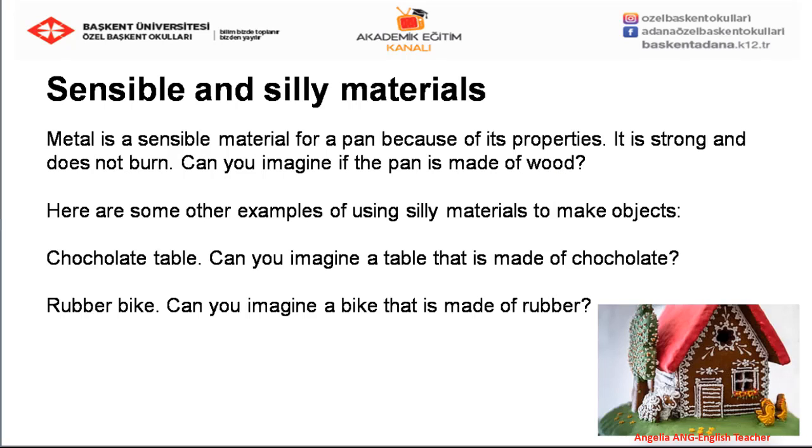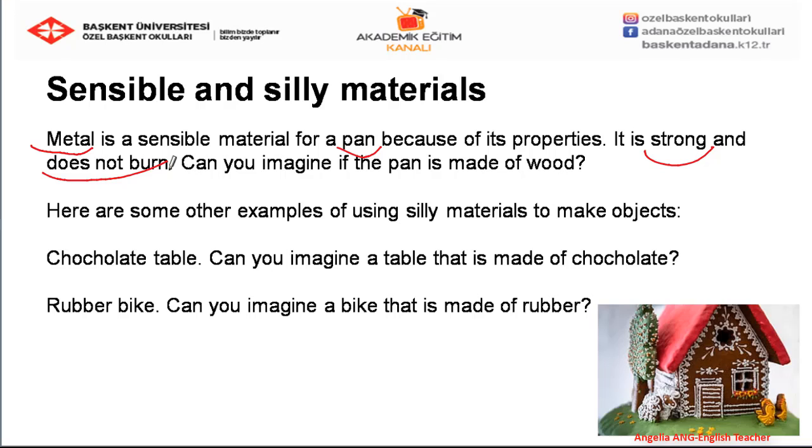Sensible and silly materials. Metal is a sensible material for a pen because of its properties. It is strong and does not burn. Can you imagine if the pen is made of wood? Here are some other examples of using silly materials to make objects.